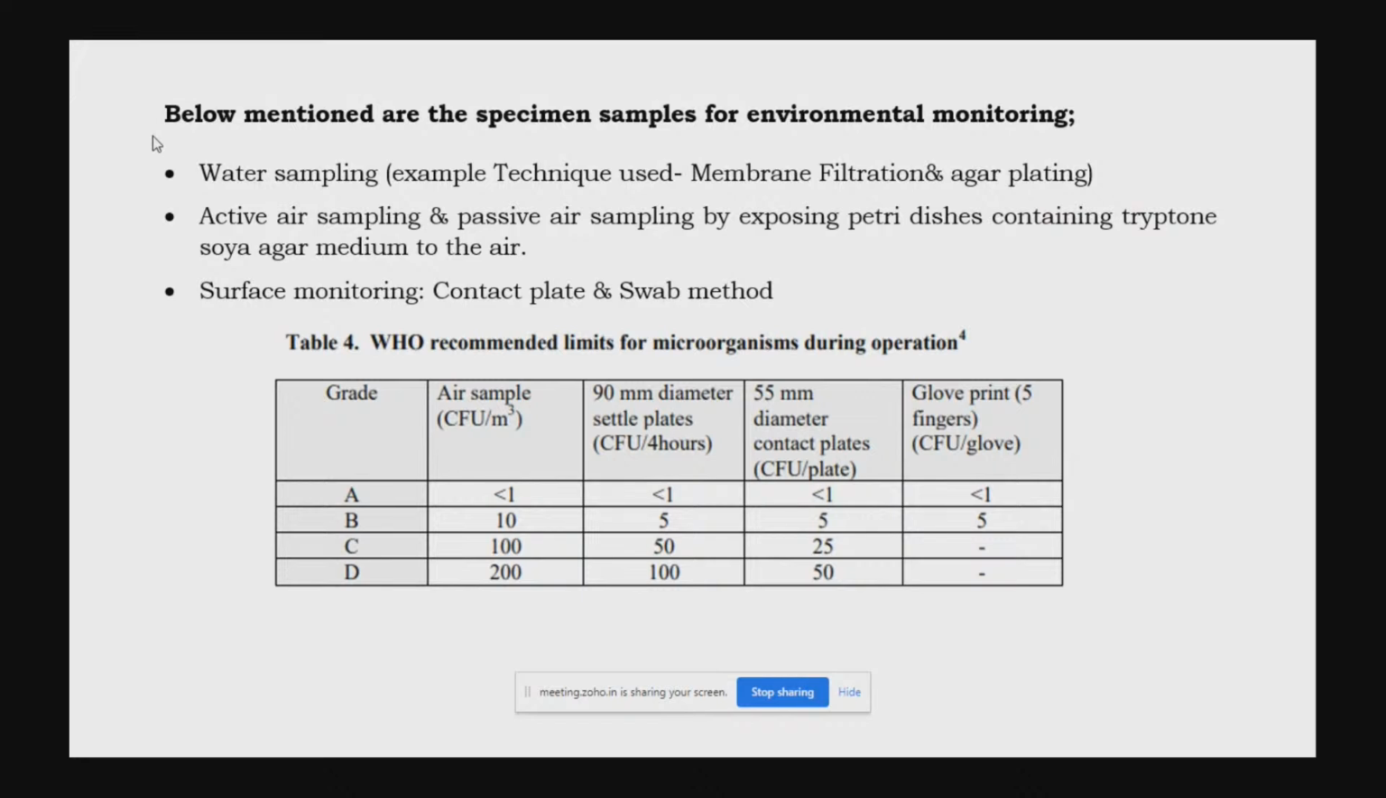For grade B, grade C, and grade D, the tabulated form is there. So we need to follow these limits and we need to monitor the environments in specific areas where the drug products are manufactured.